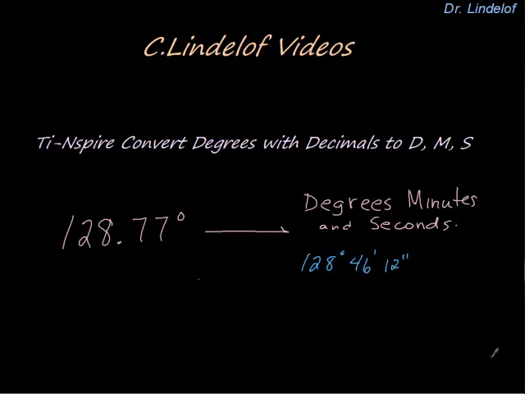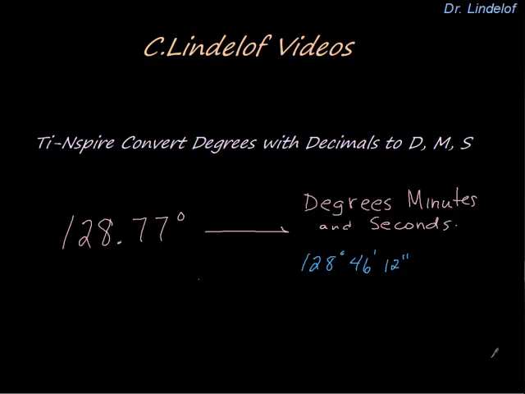Okay, see Lindelof videos, TI-Nspire CAS: how to convert degrees with decimals into degrees, minutes, and seconds. Here's the example I'm going to use tonight. I'm going to do a couple, but I'm going to take 128.77 degrees, and we're going to determine that that equals 128 degrees, 46 minutes, and 12 seconds.